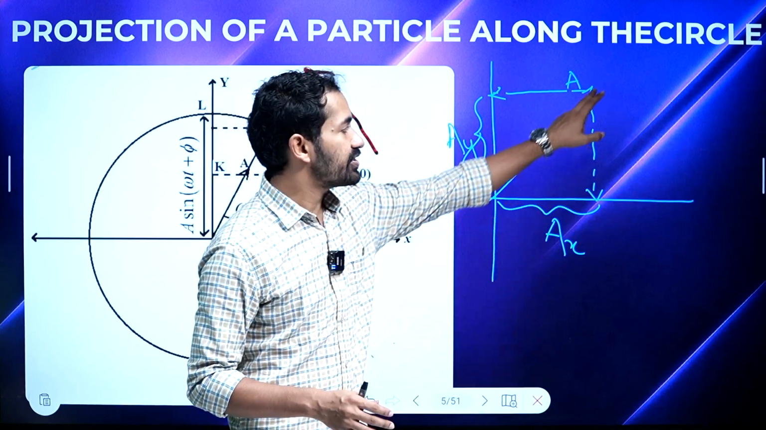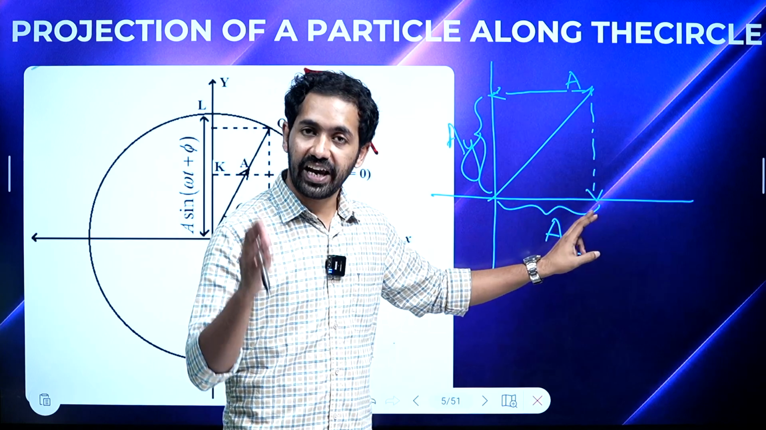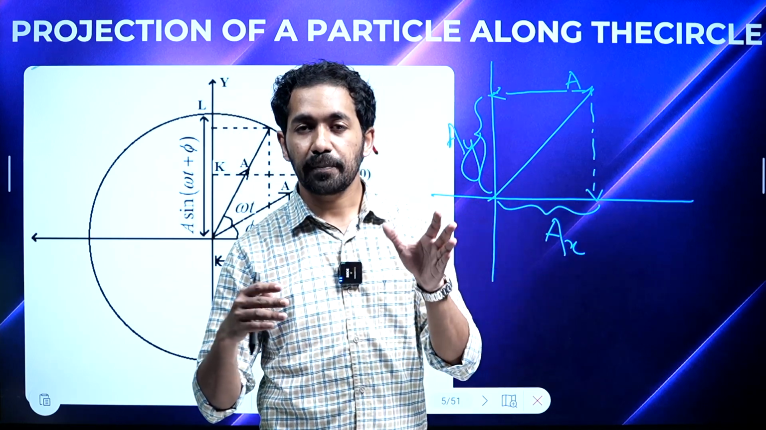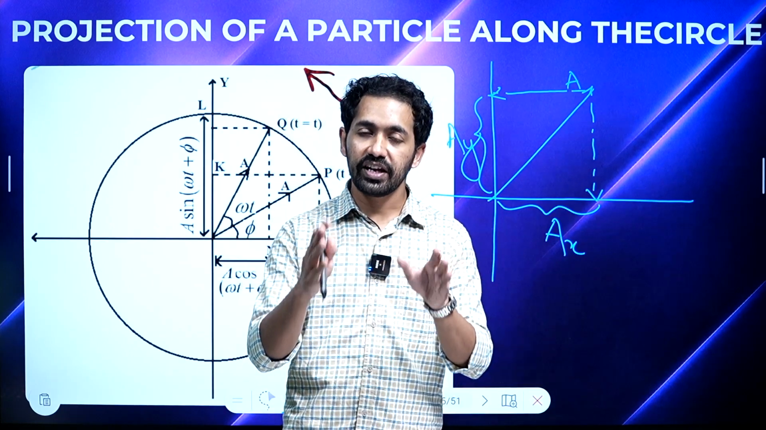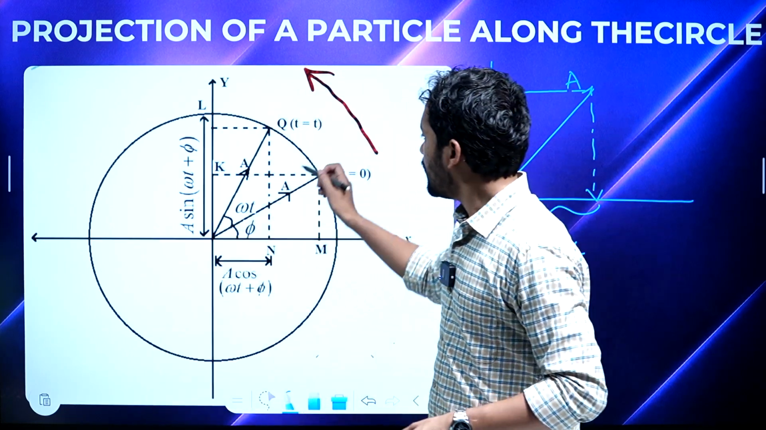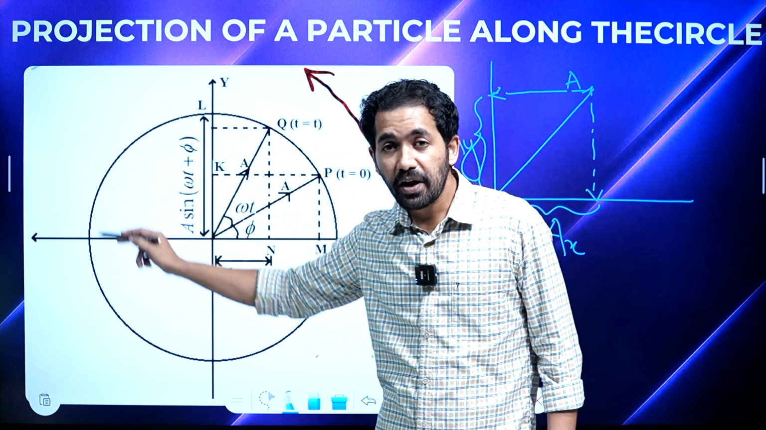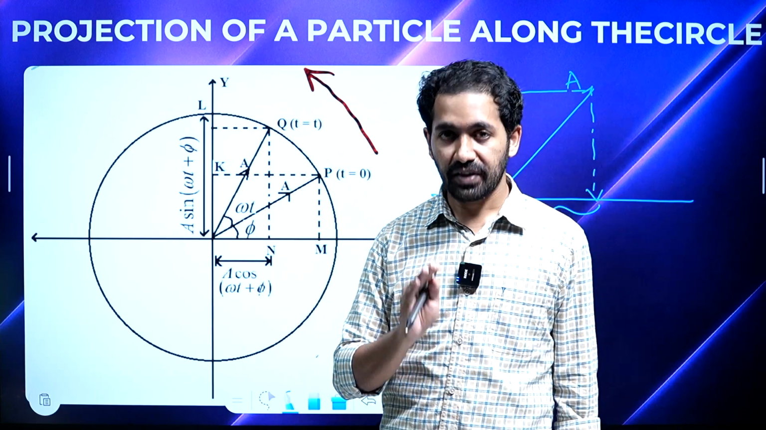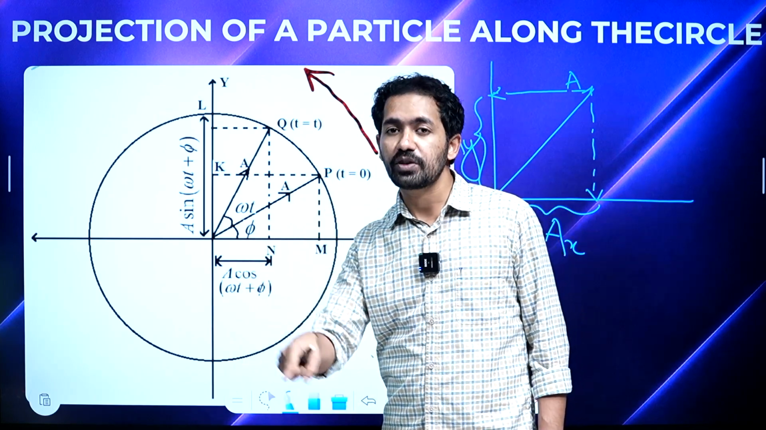Here I have vector A, and the vector has its component along the x-axis, which is AX, and the component along the y-axis, which is AY. So I have the projection along the x-axis and y-axis as AX and AY respectively, correct? Now in this case, when you consider the motion of the particle along the circle, it is an example of periodic motion. Now I will consider the motion of the projection of the particle.